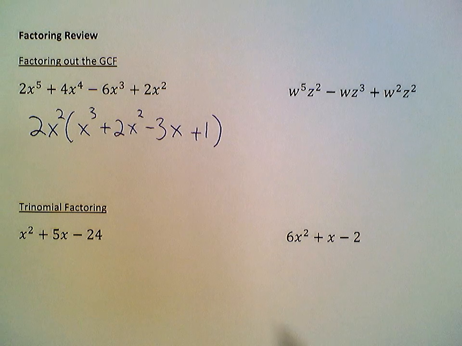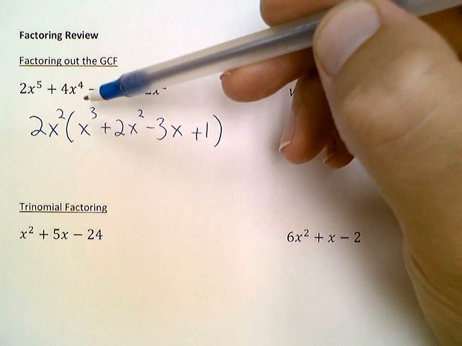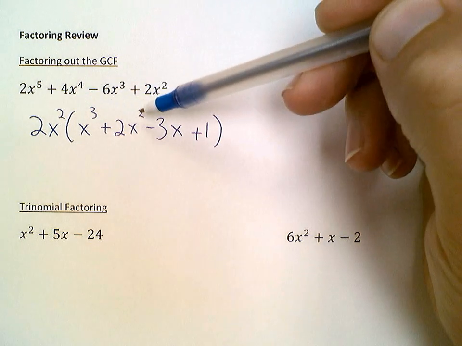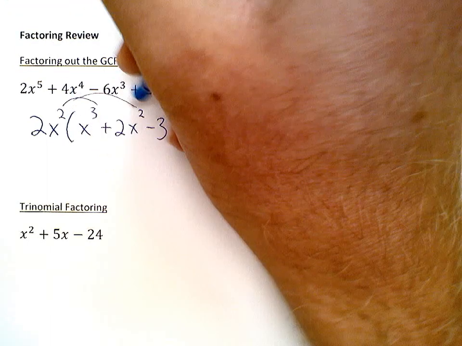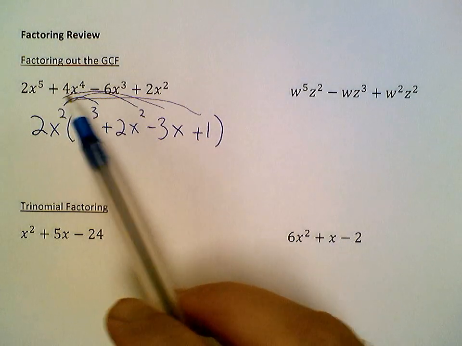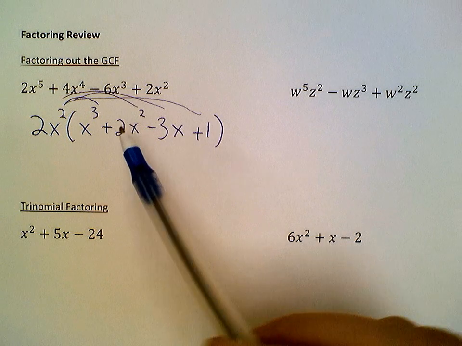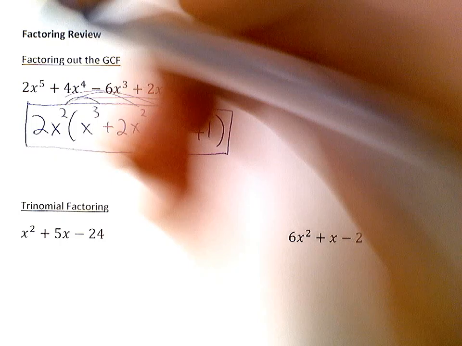A good way to double check your answer on these greatest common factoring ones is, if you were to distribute this back through 2x squared, across the parentheses like so, would you get back to the original problem? And in this case you would. Okay, so this right here is factored out the GCF.